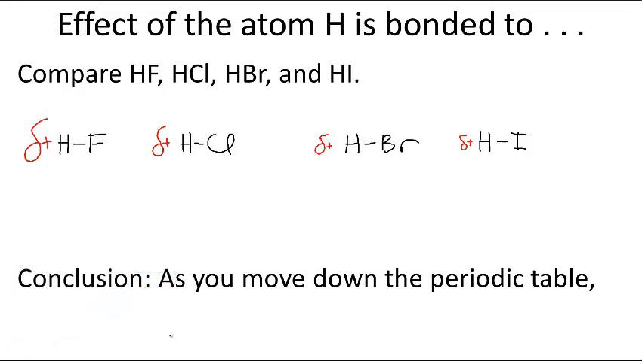Well, funny thing happens. Let me give you the Ka values for these things. All right, so HF we said was about 10 to the negative fourth. HCl, 10 to the positive seventh. HBr, 10 to the positive eighth. HI, 10 to the positive 10th. What?